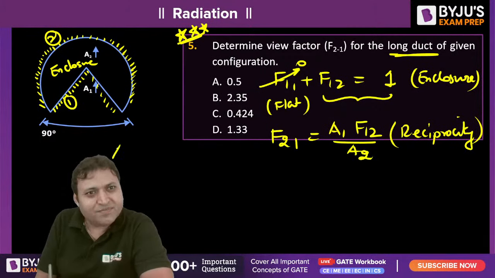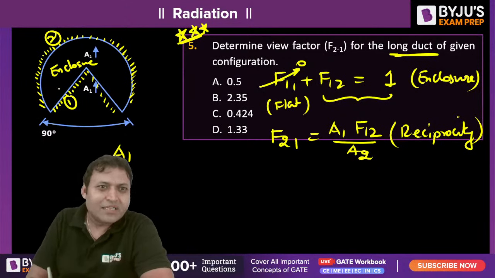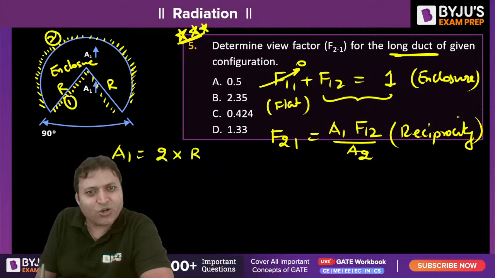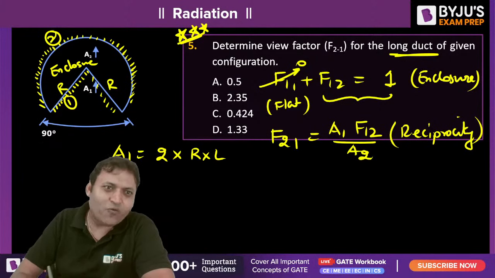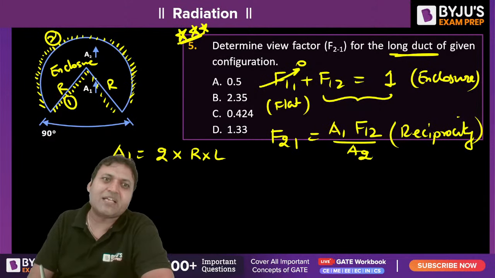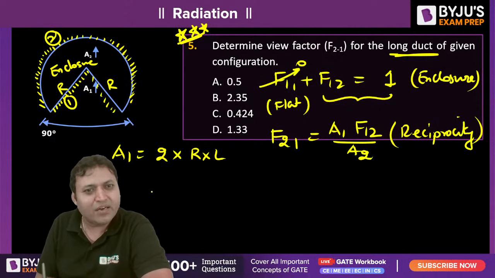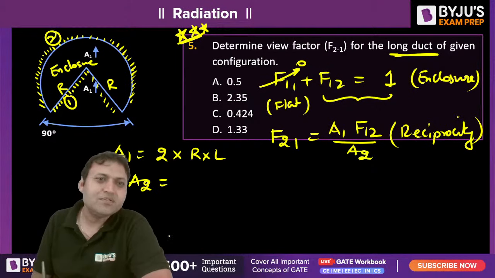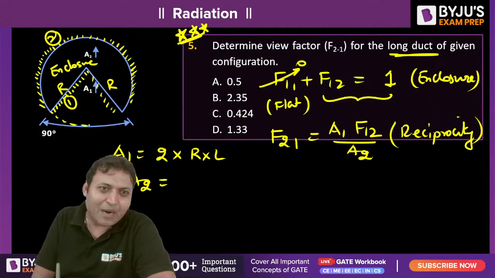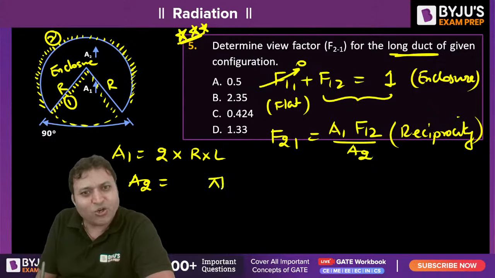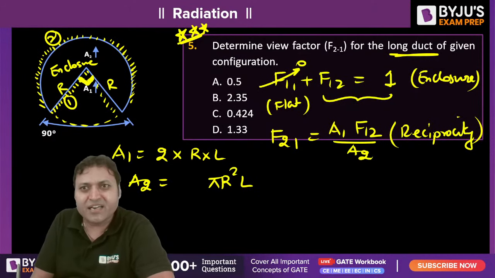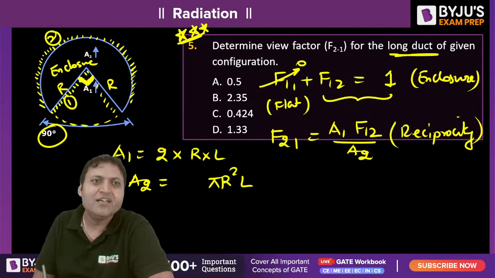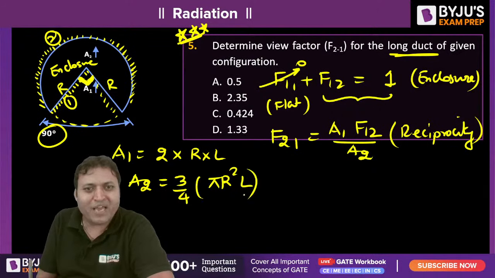What is A1? This is radius R, this is R, so A1 is equal to 2 into R into L, isn't it? The area of one plate is R into L, the area of another plate is also R into L, so 2 into R into L. What about A2? If it would have been a complete cylinder, then it would have been pi R square L, but because this is a 90-degree angle, it will be 3/4 of pi R square L.